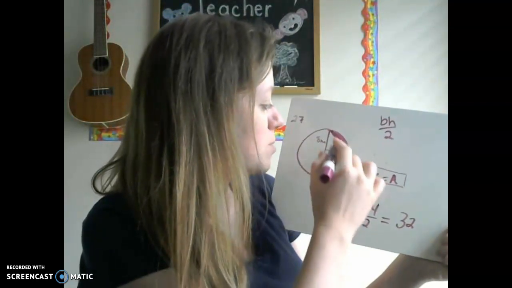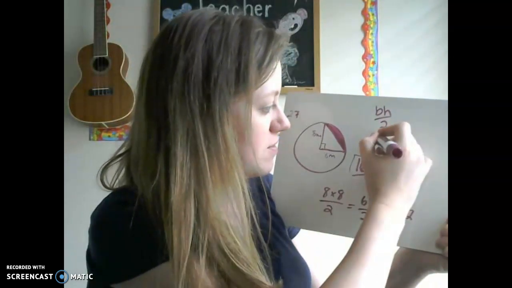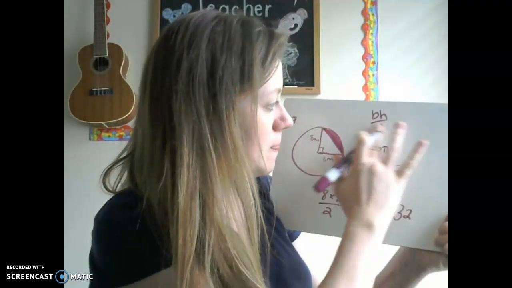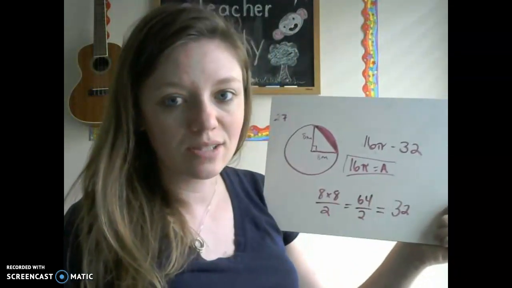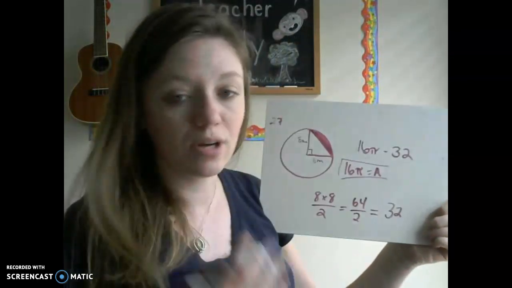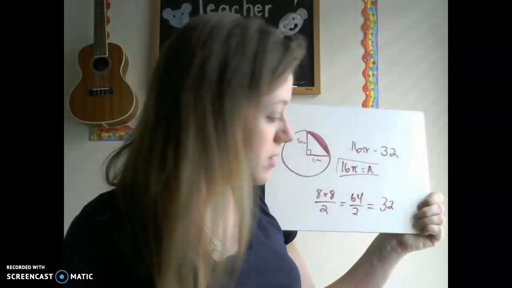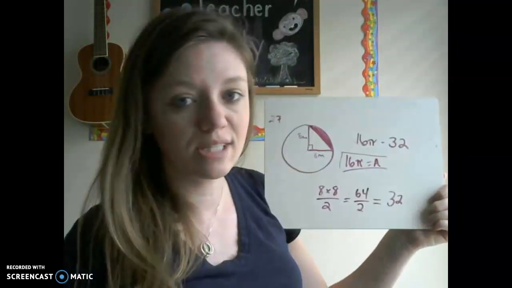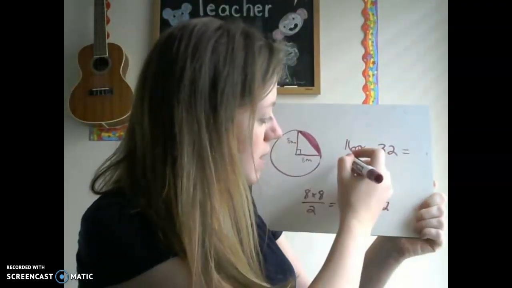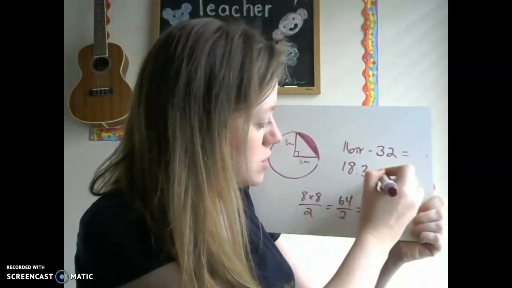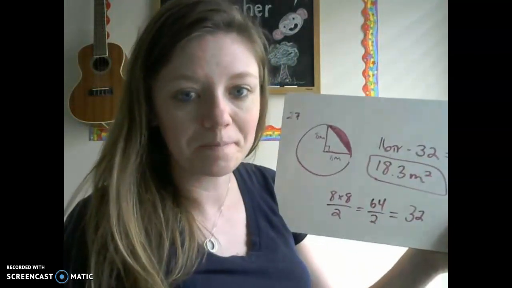We need to subtract that from the pizza slice, and we should be left with this little bit there. So we have 16 pi is the whole thing minus 32, which is the triangle, and that's going to be our answer. Once we calculate the answer, I checked while I was uploading the previous video, if you put it into your calculator, because it asks for our answer to the nearest tenth, we will get something like 18.3 meters squared. That is the answer. That's the area of this little section right there.